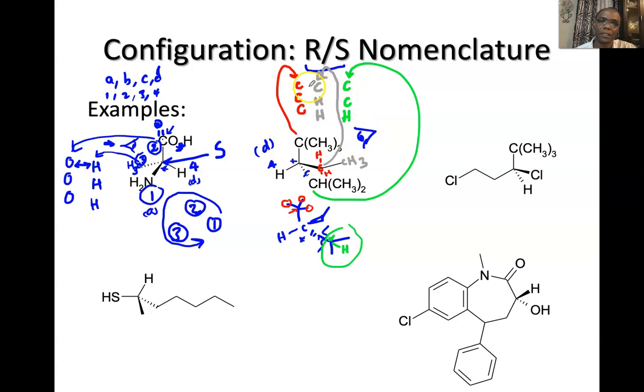Now, which one do you think wins? The ones in red, in gray, or in green? Of course, the ones in red, because if you sum up the atomic numbers, 6, 6, 6, you get 18. Here you sum up C, 6, 1, 1, you get 8. 6, 6, 1, you get 13. So this one right here, this carbon will get priority 1. Okay, that one will be priority 1.